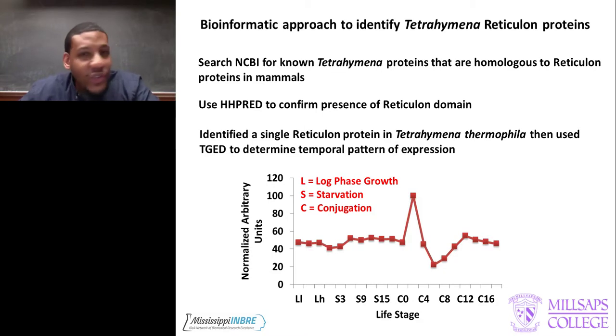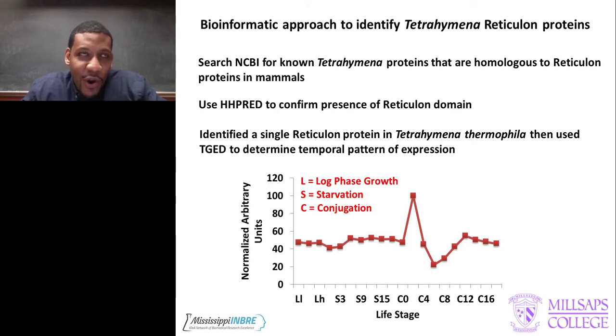So to do that, we searched NCBI for Tetrahymena proteins that were homologous to Reticulon proteins in mammals. We then took the proteins that we found in Tetrahymena and ran them through a program called HHPRED, which allows you to compare secondary structure and amino acid identity to actual crystal structures or NMR structures of previously characterized proteins. And so it's a really powerful way to do homology studies, okay?